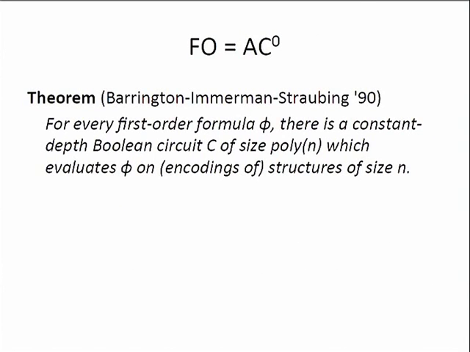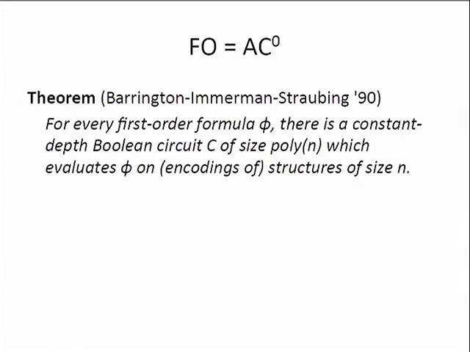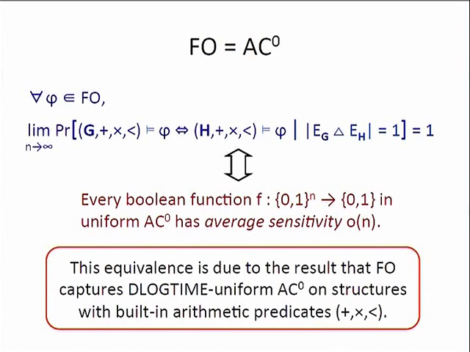The descriptive complexity result saying first order logic equals AC0 is the following. Actually, this was discovered independently by different people with slightly different formulations. The result is that for every first order formula phi, there's some constant depth Boolean circuit of polynomial size which computes whether phi is true or false, given some encoding of a structure of size n. This is a bit hand-wavy as a statement.